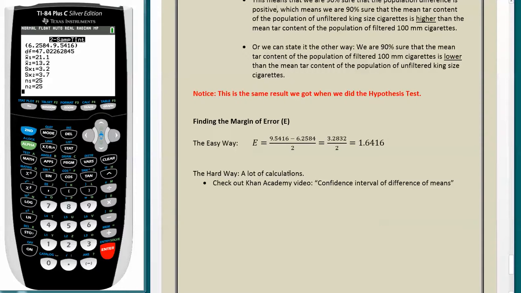The hard way is a pretty involved formula for calculating the margin of error for two means. And it's fairly involved, and there's good stuff online from other sources that you can go to learn about this, so I'm not going to do it here. Again, there's more than one place to go. I would encourage you to check out the Khan Academy video called Confidence Interval of Difference of Means. And that is the end of this video.